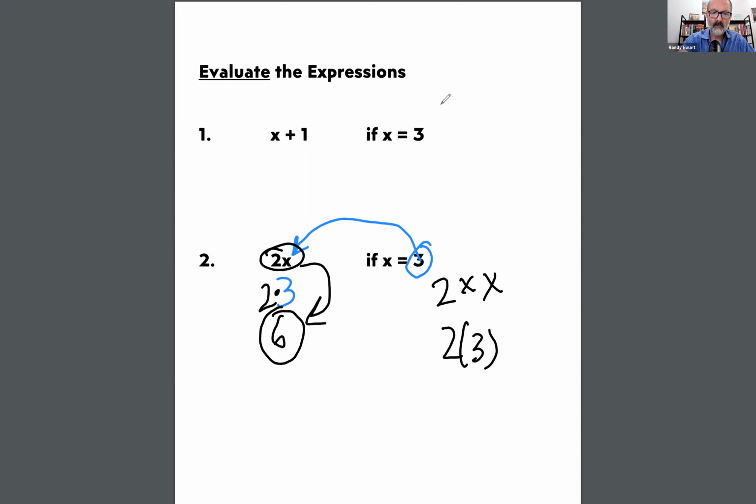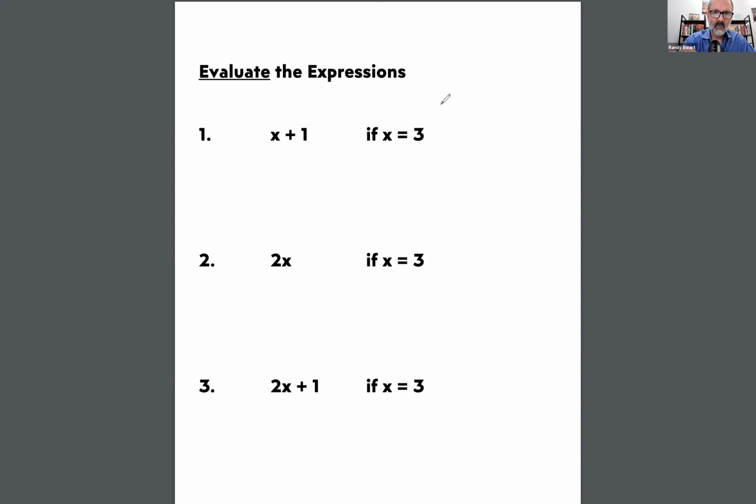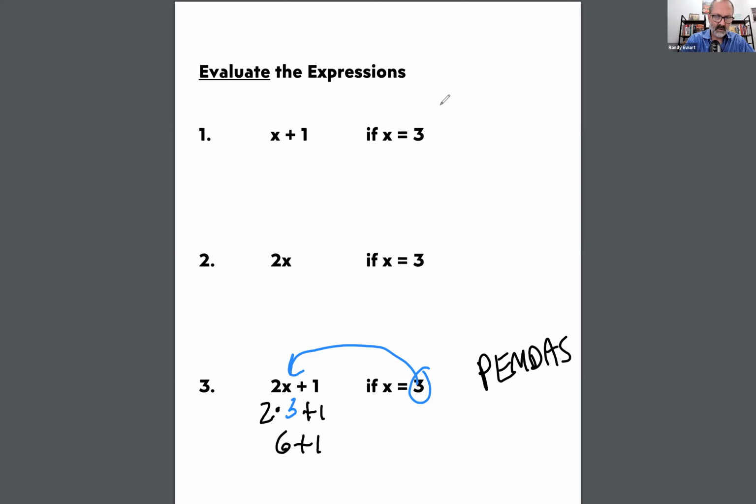Let's do one more. So now we're going to take that 3 again and plug it in for the x, convert the x into that 3. This is times, but then we also have to do an addition. We're going to do PEMDAS, order of operations. 2 times 3 is 6. 6 plus 1 is 7. I have now evaluated that expression. I gave it a score of 7, and I have evaluated expressions. So that is the lesson for this video.